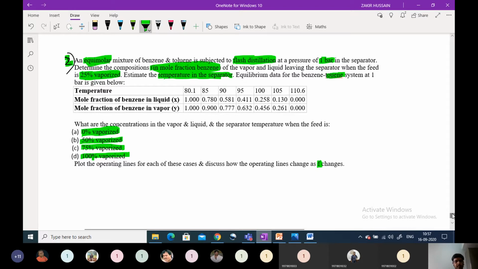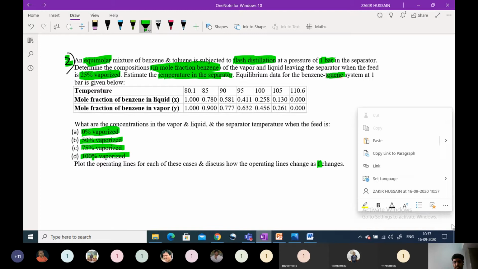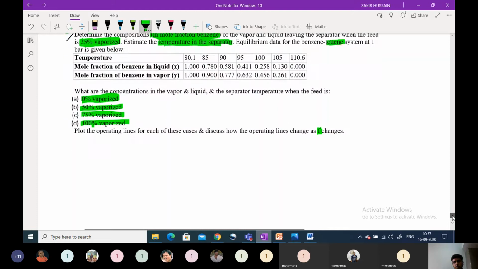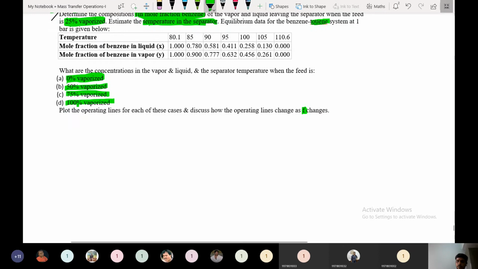In the examination, they will give only one case or two cases, not more than that. So you have to calculate. So this will be an overall model problem for your flash distillation column. So from this problem, you can understand how to calculate the temperature and T-x-y values if the data is given.